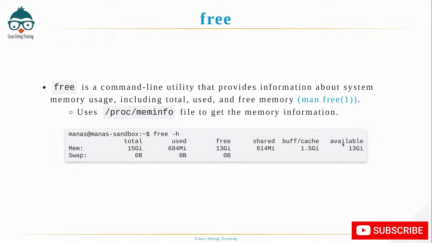Available indicates the estimated amount of memory that can be allocated to a new process without swapping. This takes into account the total free memory as well as the memory that can be quickly reclaimed from the buffer and the cache pools.